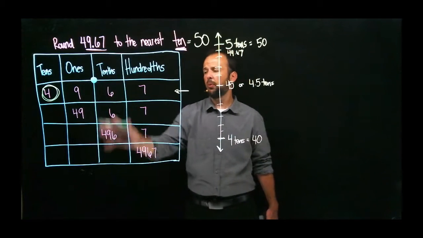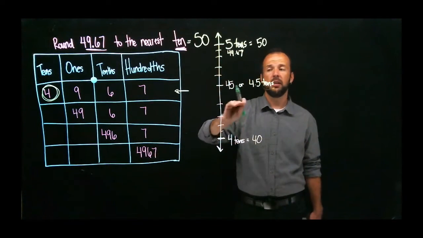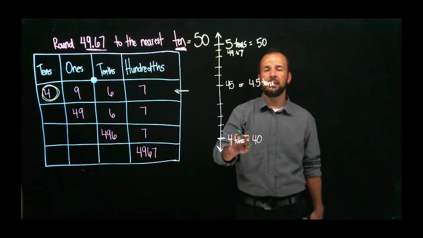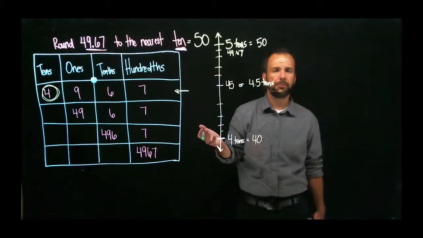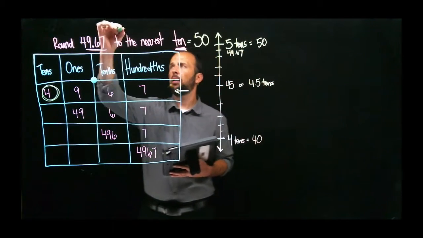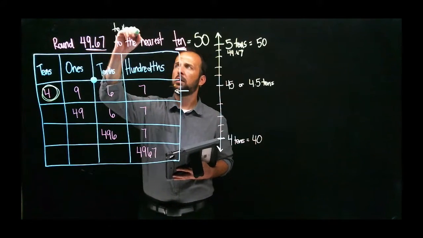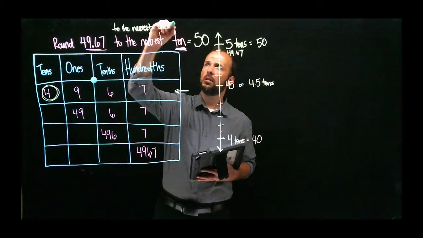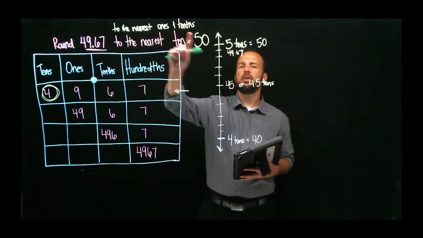Okay, so we were able to break down that number into its place values. We were able to use a vertical number line to put those numbers where they needed to go. And then we were able to round to that place value. Easy enough, right? What I want you to do now is try to round this number again, but round it to the nearest ones and the nearest tenths.